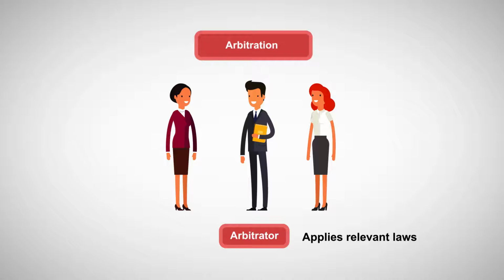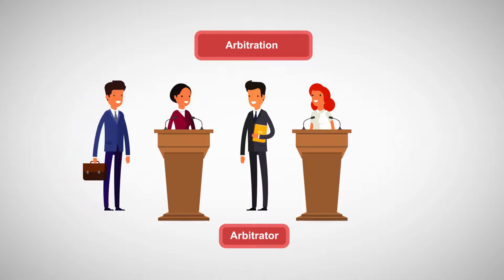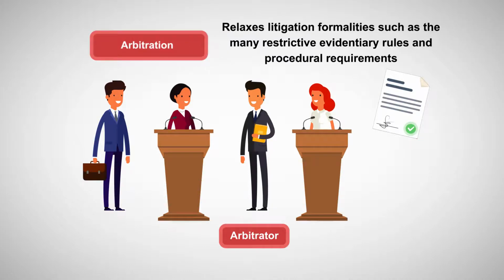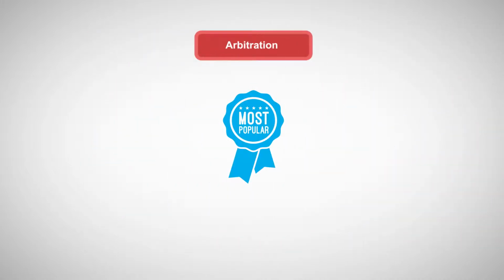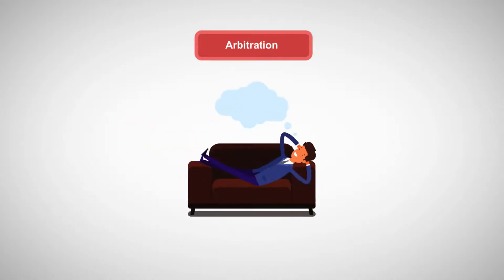Like a trial in a courtroom, the parties make opening and closing arguments, present witnesses, and provide testimony in presenting their cases. Unlike a trial in a courtroom, however, arbitration relaxes litigation formalities, such as the many restrictive evidentiary rules and procedural requirements. Arbitration proceedings have grown in popularity over recent decades. People who would ordinarily be inclined to go to court to resolve disputes often discovered that arbitration is an efficient, cost-effective, and flexible alternative to litigation.